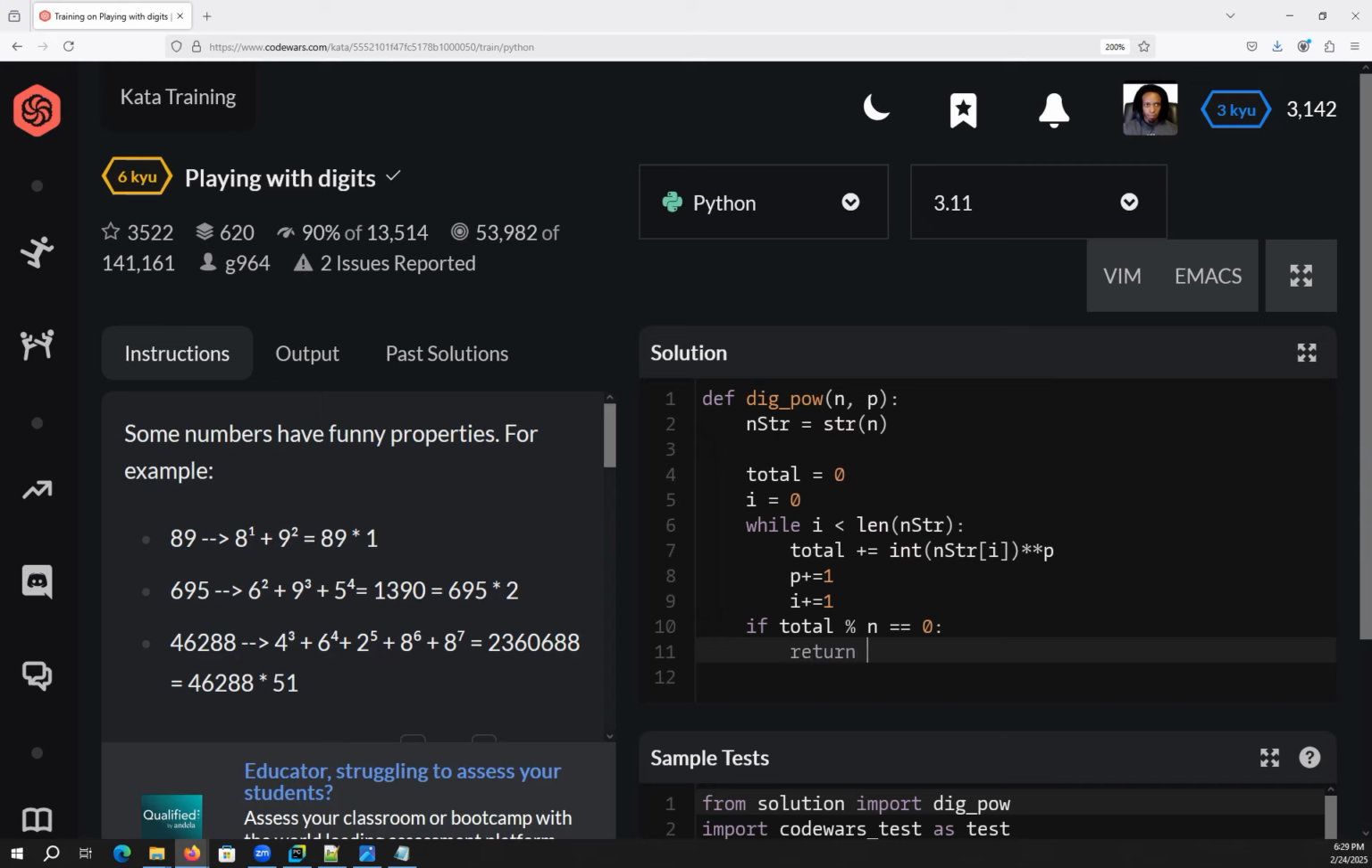And I'm going to return it like this. I'm going to return it by total divided by n, because if n times k equals total, then total divided by n equals k, and I will return k.